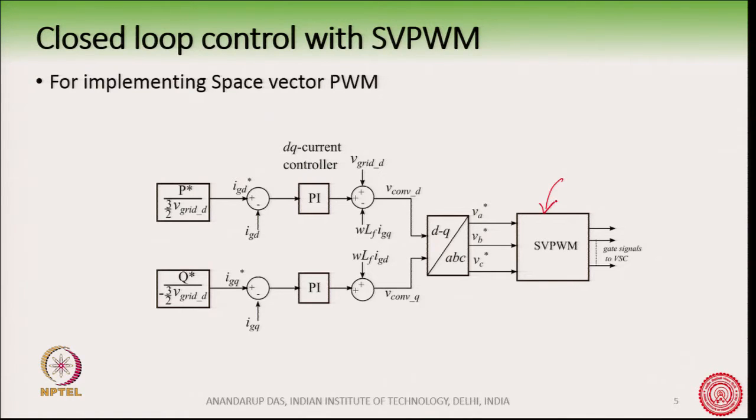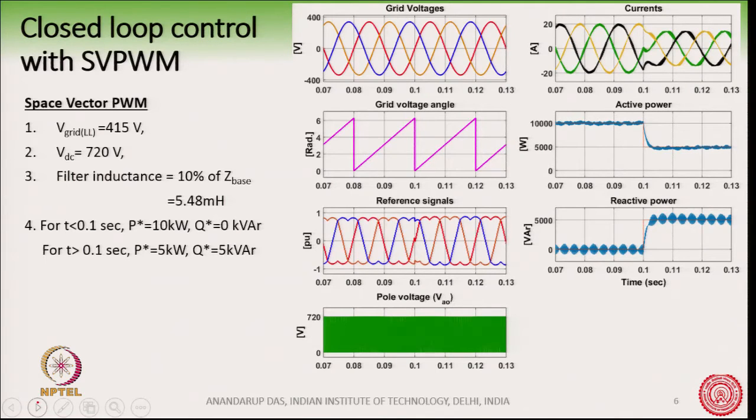Now, if you want to implement the space vector PWM, you just change this block here. You do not touch, I mean not touch, you do not change anything in the controller as is, but you just change the sine PWM block into a space vector PWM block. And then with space vector PWM also you get a similar result.